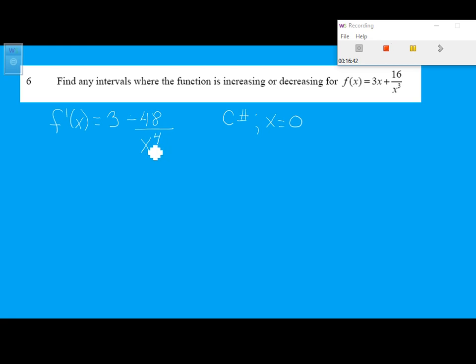Now, one obvious critical number is going to be at x equals 0. That's the obvious one right there. Now, to get the other one, I'm going to set this equal to 0. I'm going to move the 48 over x to the fourth to the other side so that I could cross multiply, that way I'm dealing with positives: 3 over 1 equals 48 over x to the fourth. If I cross multiply, I've got 3x to the fourth equal 48.